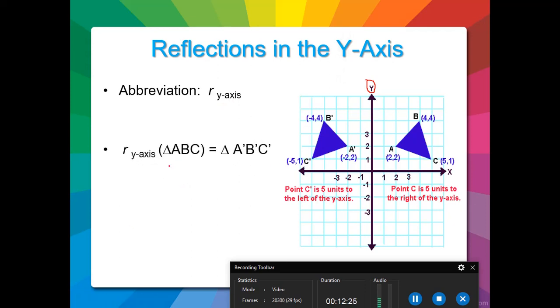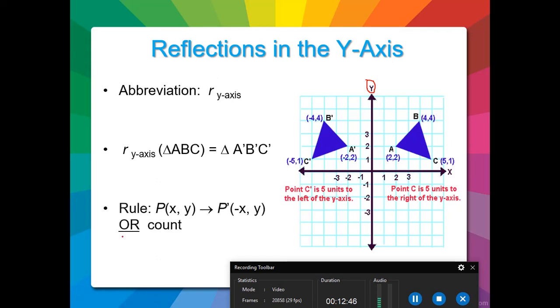And again, we want to make sure we can read the notation. So we're going to reflect triangle ABC in the y-axis to create its image, triangle A prime, B prime, C prime. If you noticed as we were comparing the pre-image and the image, it appears that the x-coordinate is now changing and y stays the same.